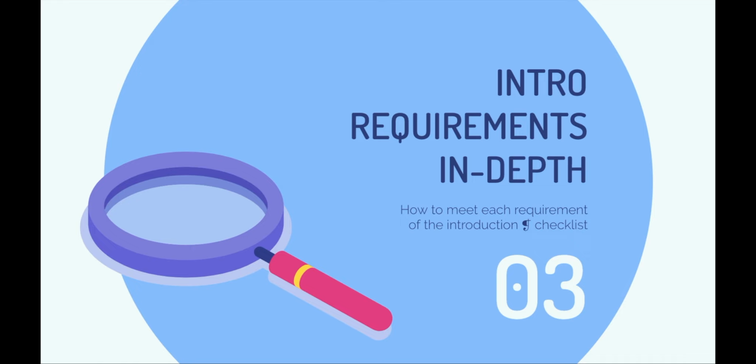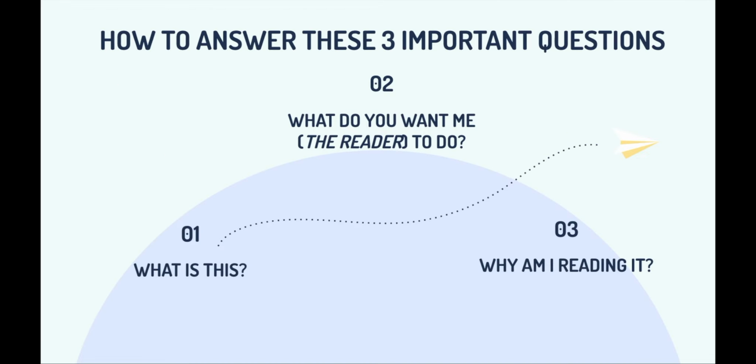Number 3, intro requirements in depth. How to meet each requirement of the introduction checklist. So again, here are the questions that we looked at previously, right? To put it simply, you're setting the context by answering what is this. You're stating the main idea and why it's important, and what do you want me to do as a reader. And lastly, your thesis statement is going to answer why am I reading this paper.